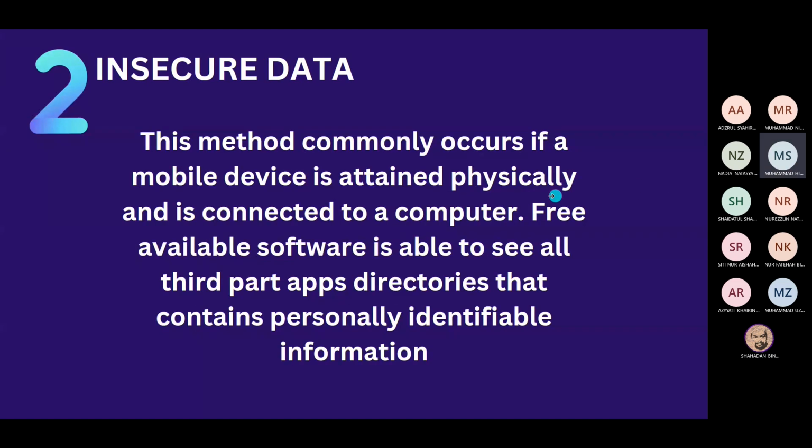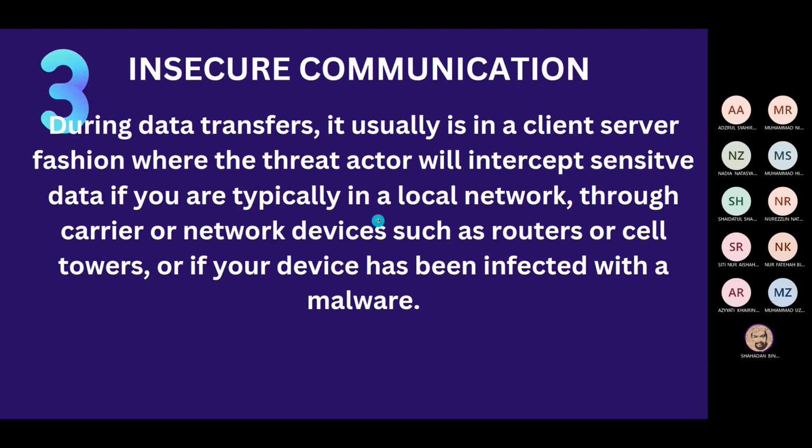And then moving on. Insecure data. Usually for this method of attack, the mobile is available to you physically and you can plug it into a computer. You can use multiple free softwares to see all the third-party app directories that have personally identifiable information. For example, if you plug in an Android mobile phone, you can see all of the files that you can grab with the information.